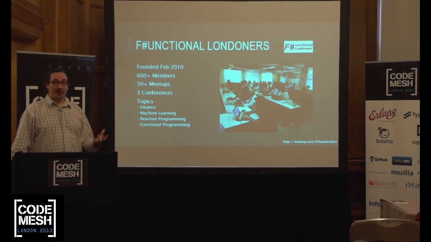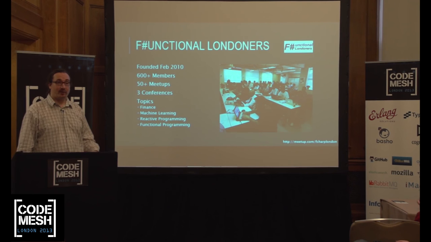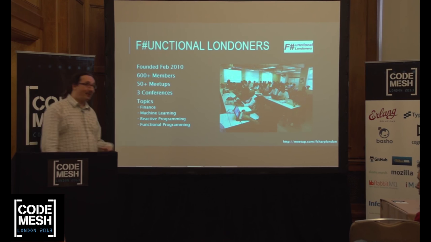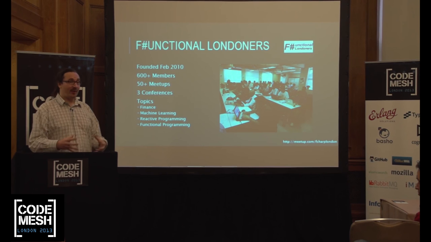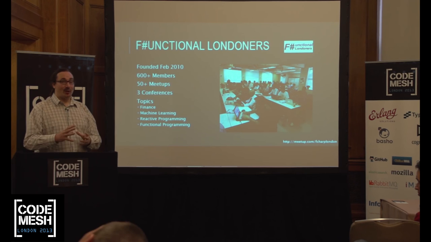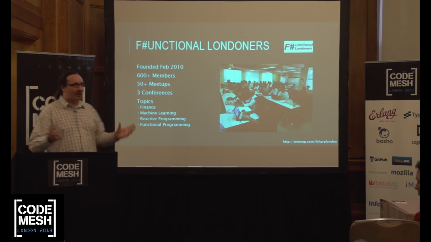I help run the Functional Londoners Group here in London, and we were founded about 3 years ago. We've got close to 650 members now. We meet every 2 weeks, and the composition of the group is about a third finance. The other third is kind of insurance and sports betting, so semi-related to finance. And then there's a miscellaneous third of all sorts.